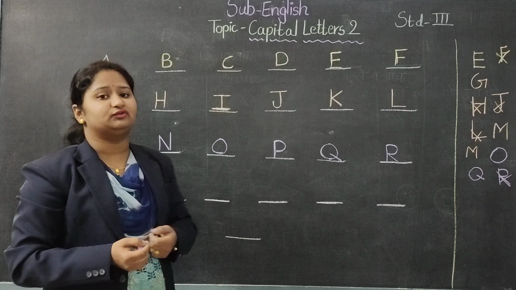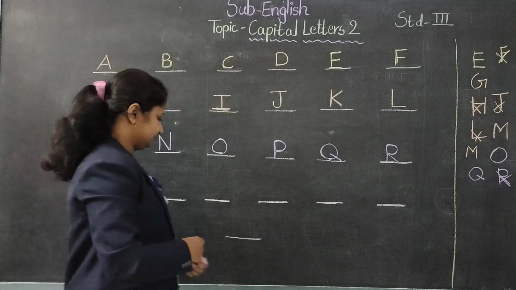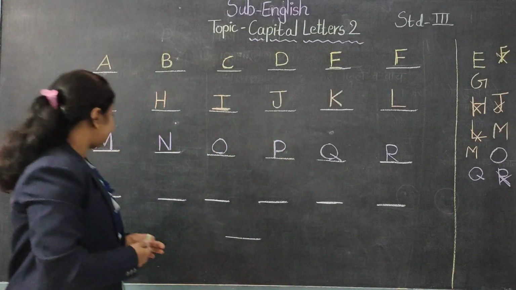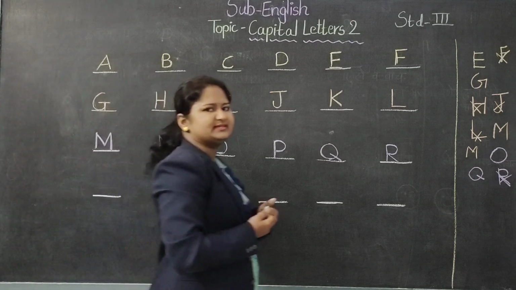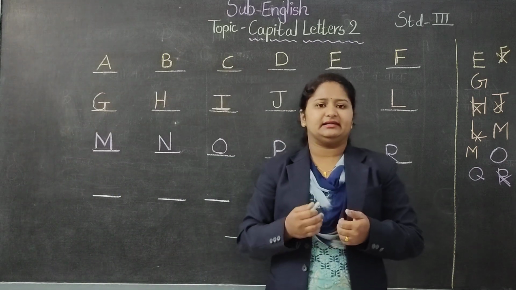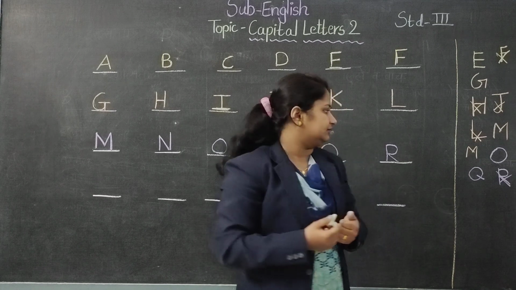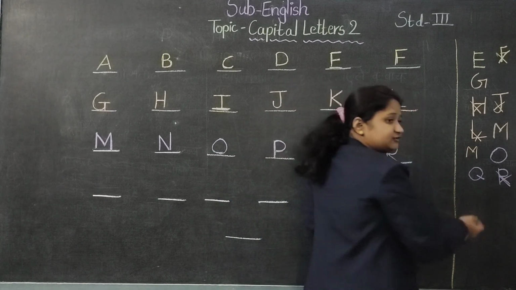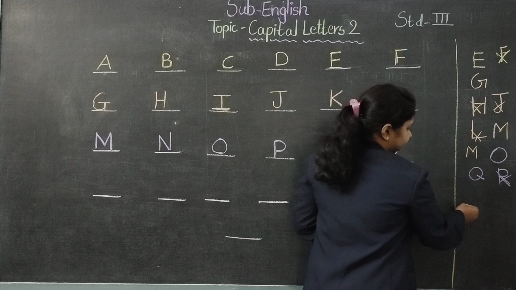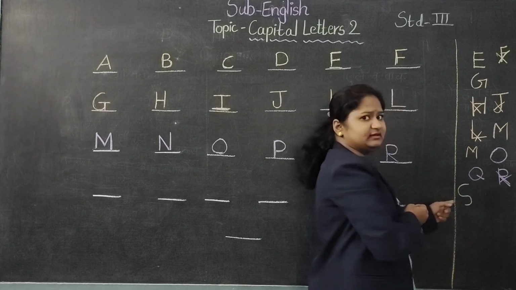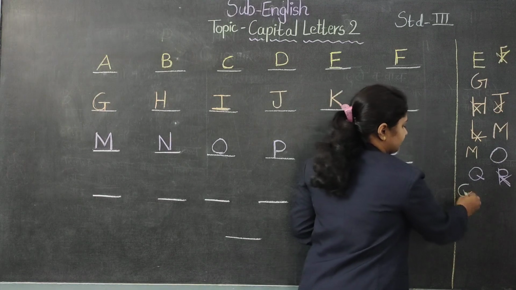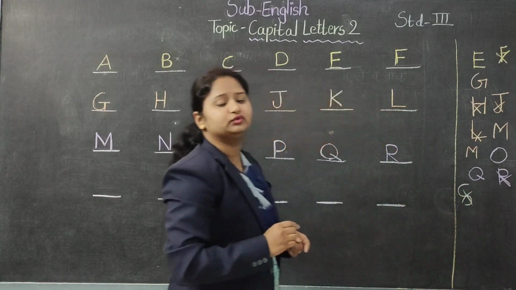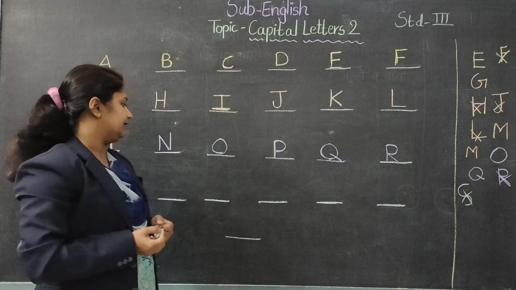Now we'll move forward towards letter S. Okay, now let's see how some of the students make mistakes and write in an improper way. Some of the students start from the down side, like this. Is it the right way? No, it is the wrong way. It is wrong. We will see how to write letter S.